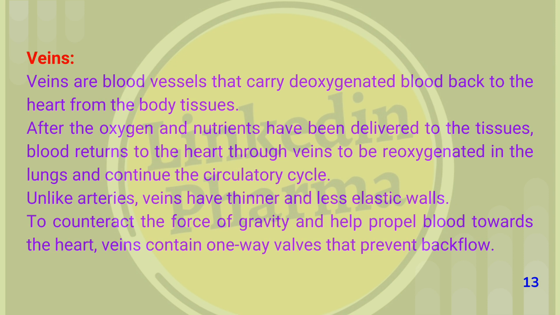Veins. Veins are blood vessels that carry deoxygenated blood back to the heart from the body tissues. After the oxygen and nutrients have been delivered to the tissues, blood returns to the heart through veins to be reoxygenated in the lungs and continue the circulatory cycle.